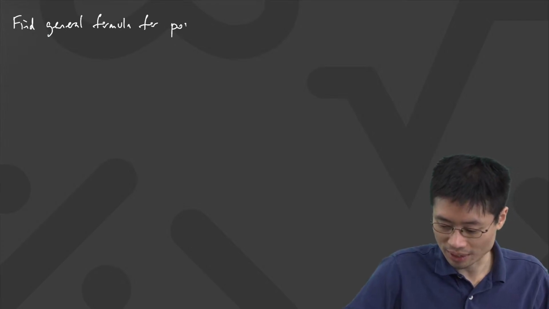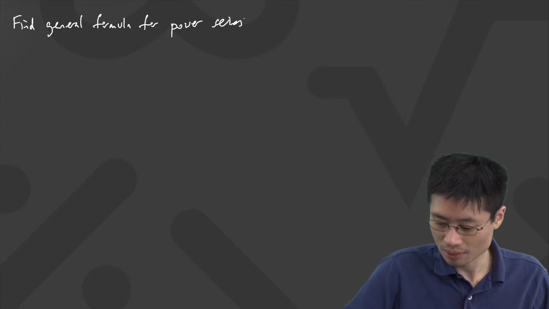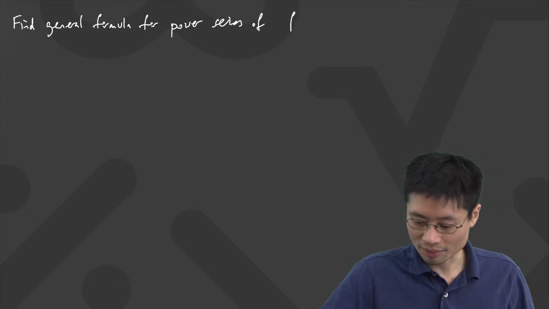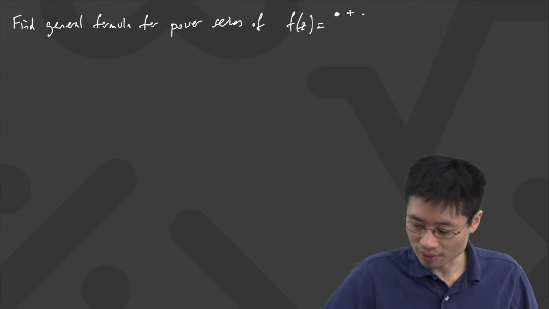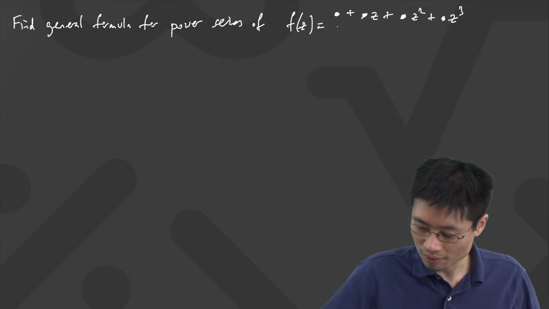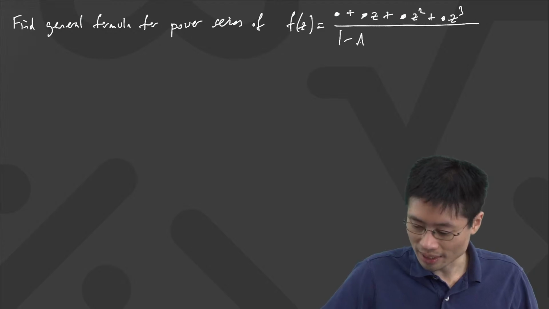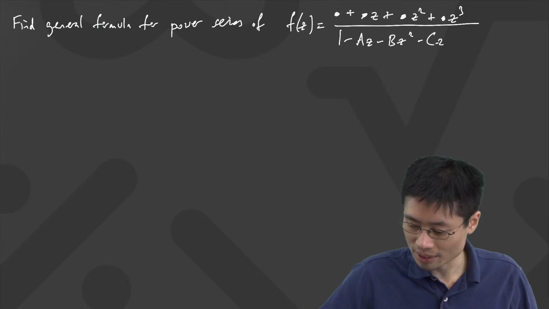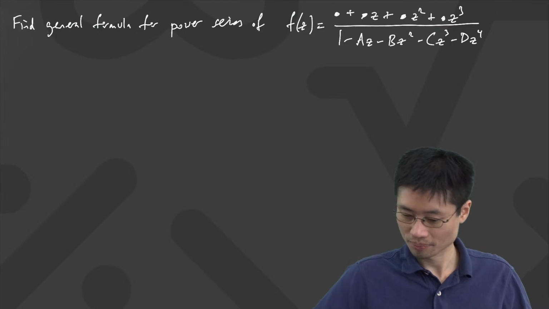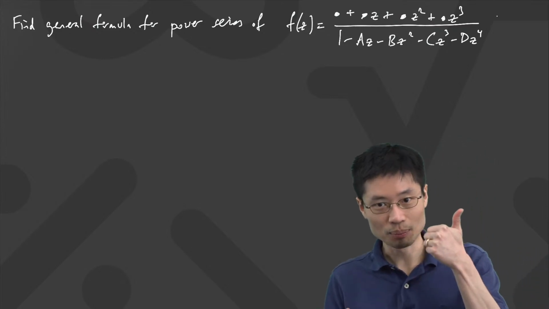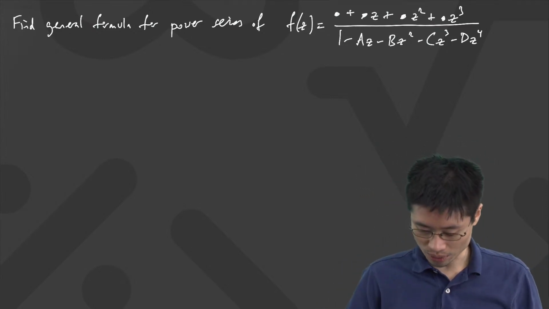How do I find a general formula for the power series of f of z, which is equal to some polynomial of degree 3, blob plus blob z plus blob z squared plus blob z cubed, divided by 1 minus capital A z minus capital B z squared minus capital C z cubed minus capital D z to the 4th? Okay, and so step 1 is to attempt to solve for the roots of some equation.